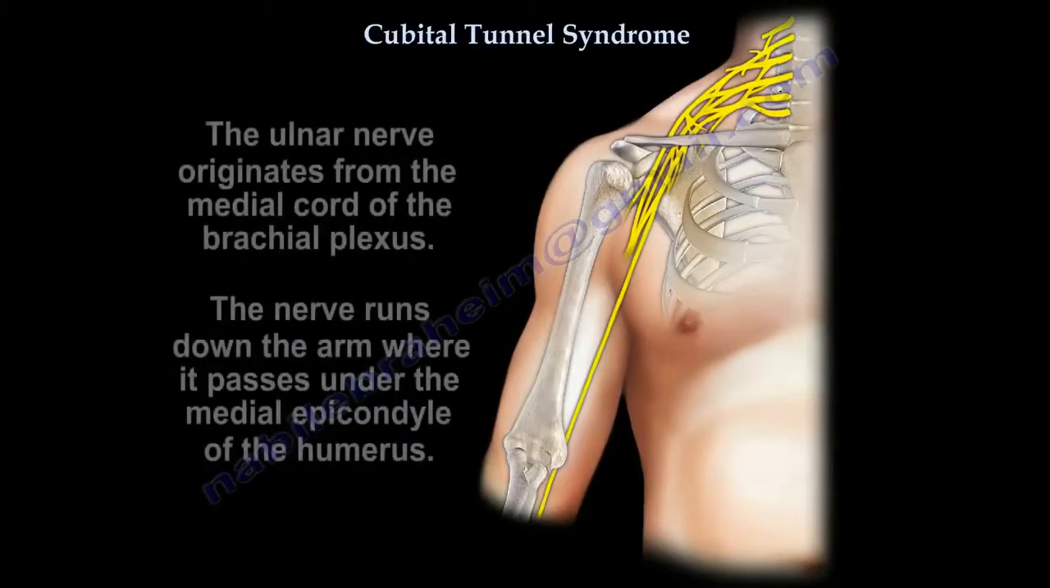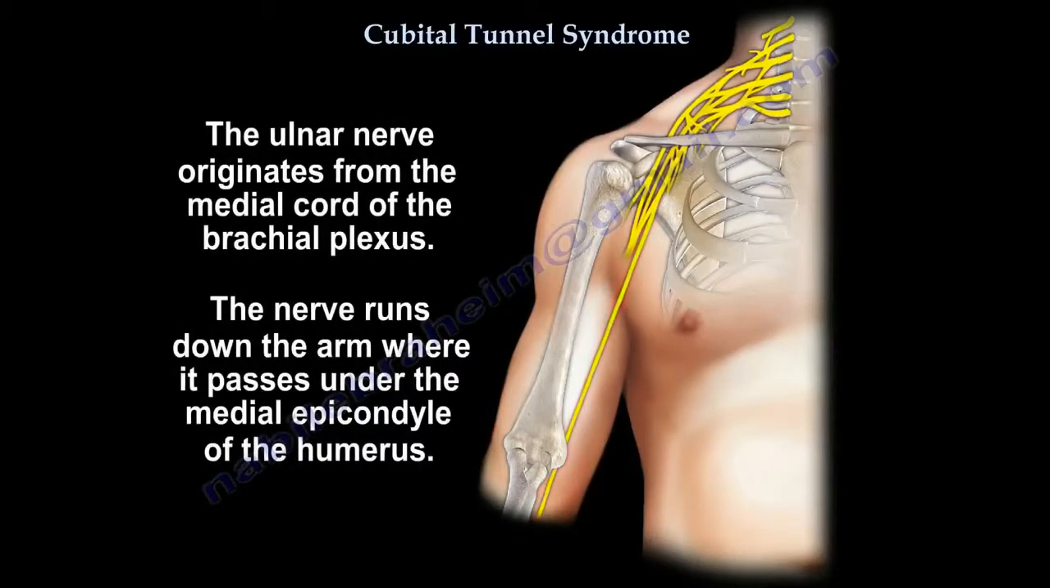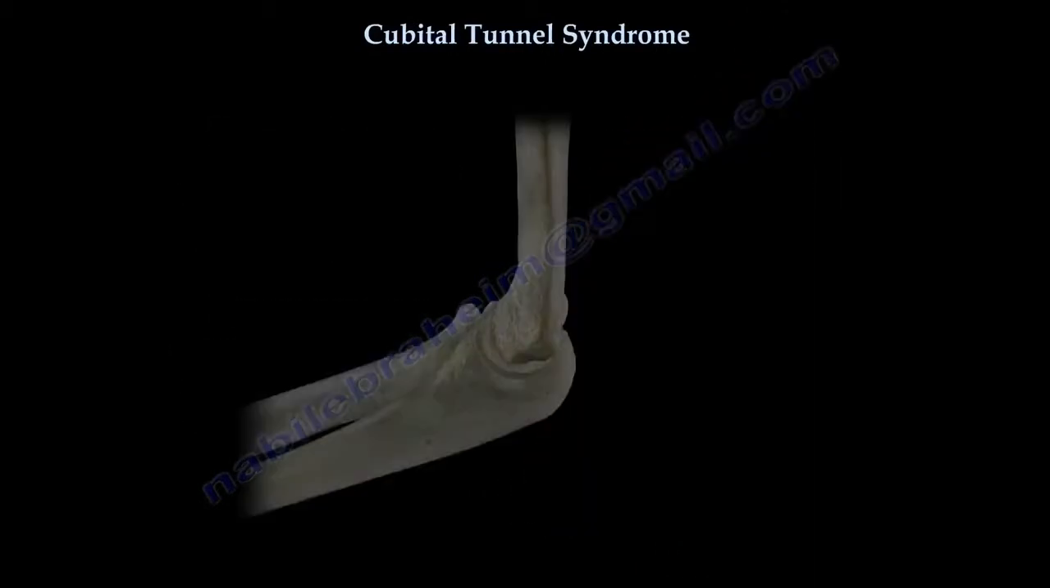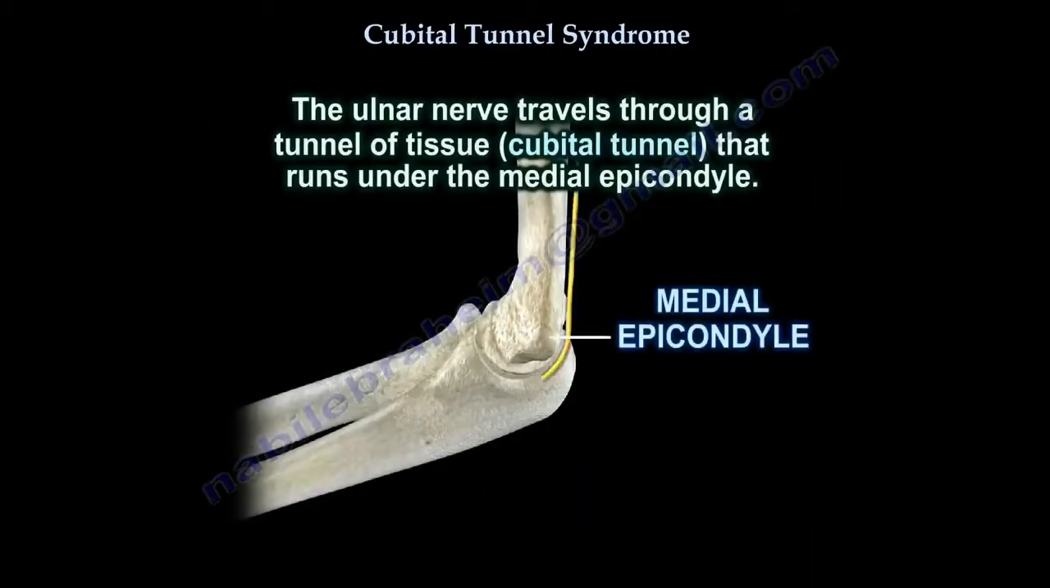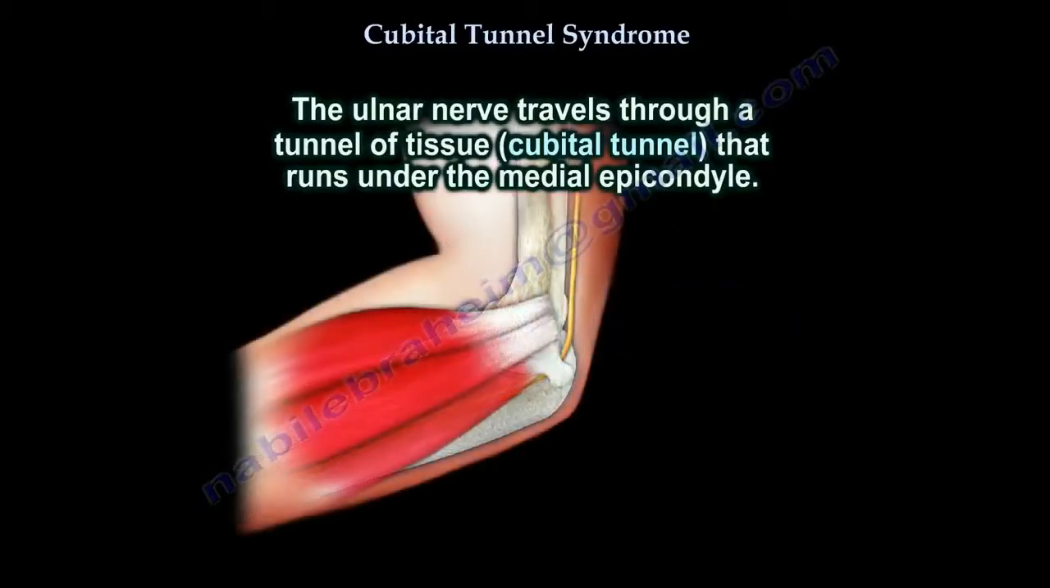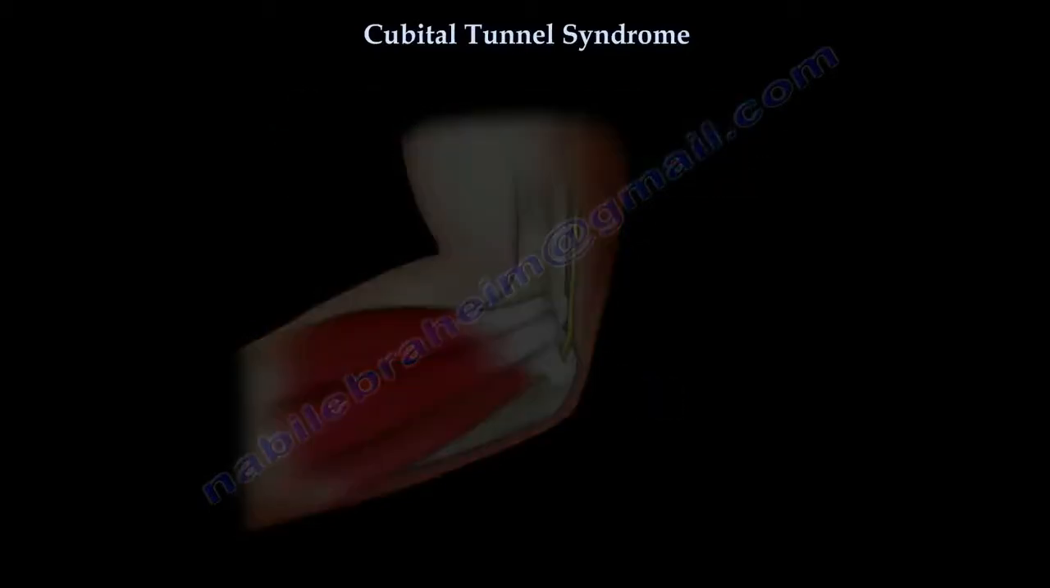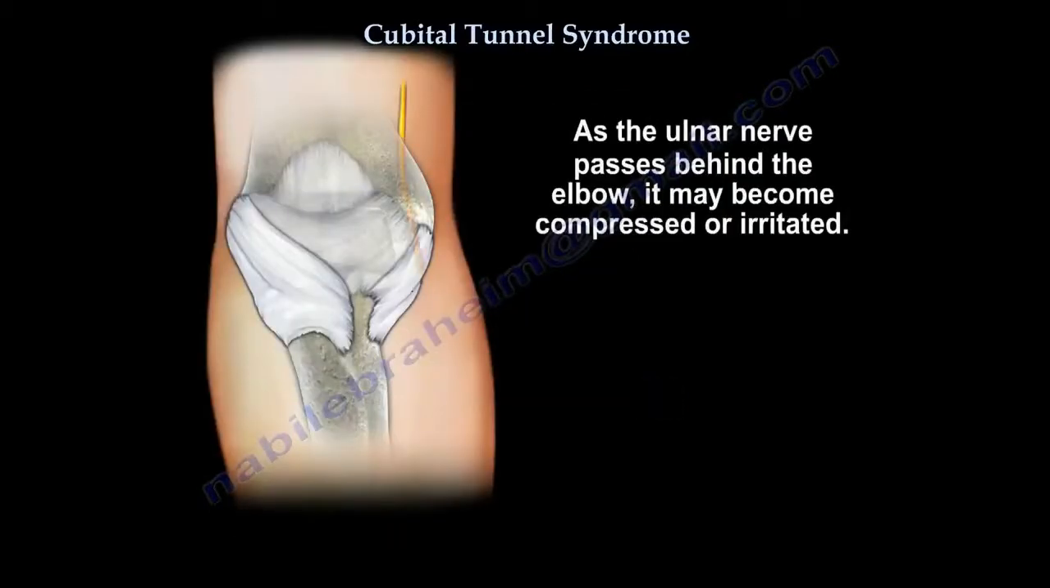The ulnar nerve originates from the medial cord of the brachial plexus. The nerve runs down the arm where it passes under the medial epicondyle of the humerus. The ulnar nerve travels through a tunnel of tissue, which is the cubital tunnel, that runs under the medial epicondyle. As the ulnar nerve passes behind the elbow, it may become compressed or irritated.